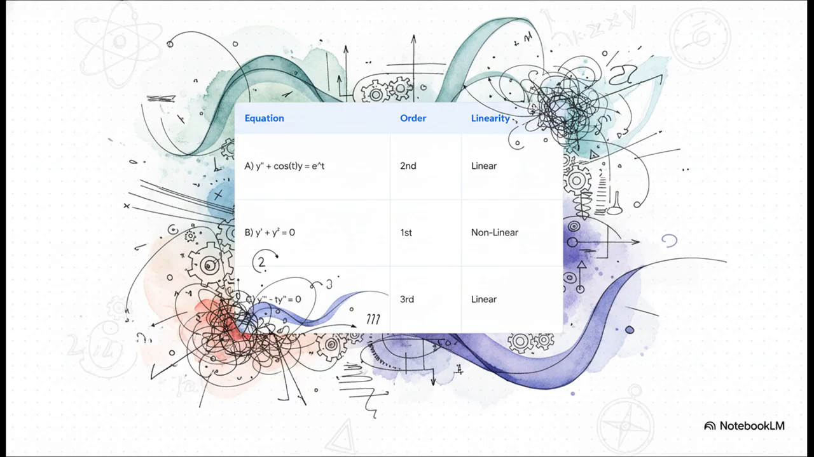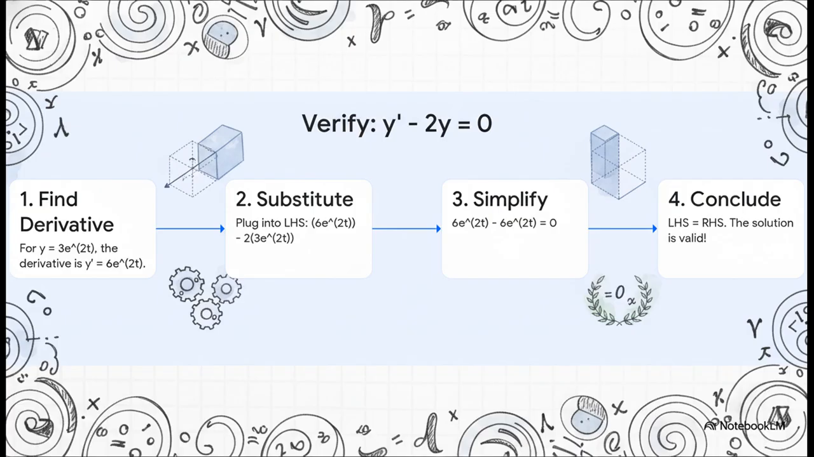See? Not so bad. So, let's say someone gives you a solution. How do you know if it's right? You just check it. It's actually pretty simple. You take the function, find its derivative, and then you plug everything back into the original equation. Here, we plug it all in, simplify, and what do you know? The left side equals 0, which is exactly what the right side says. Boom! It's a valid solution.